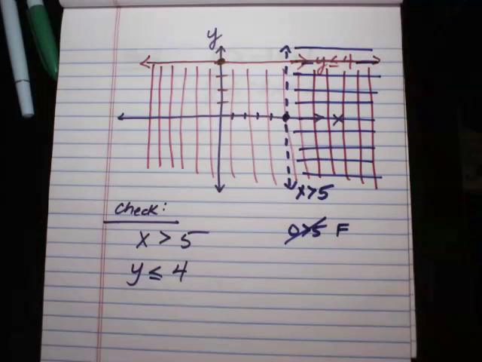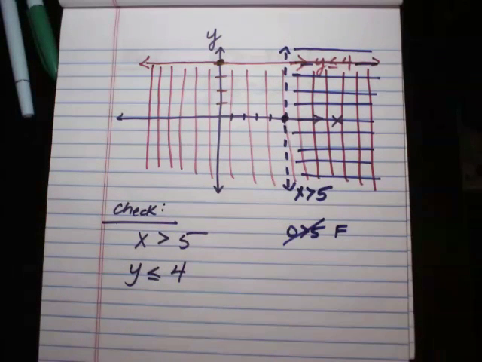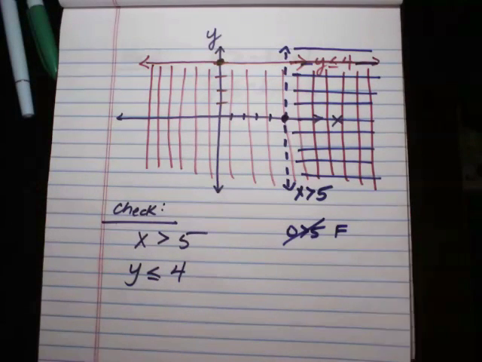Okay, so you can see clearly that your solution set is everything in this section of the plane that's shaded in both red and blue. Okay, so that will be your solution set. Let's do another example.